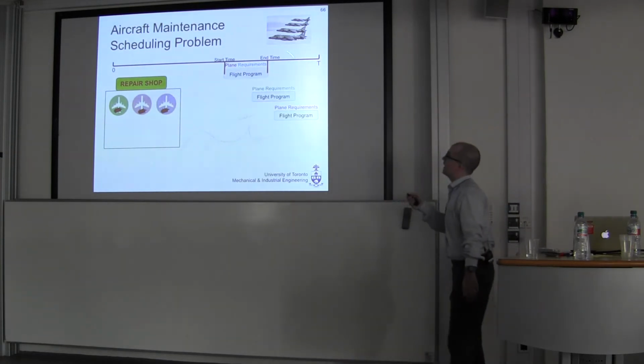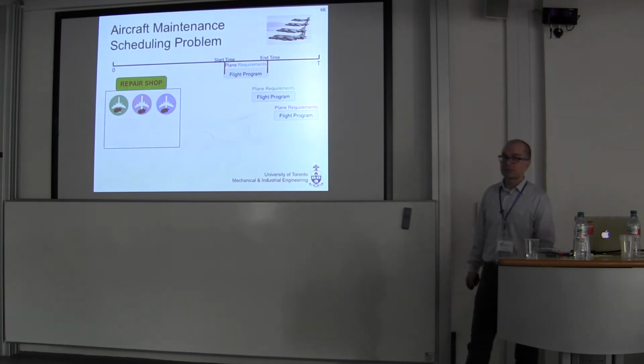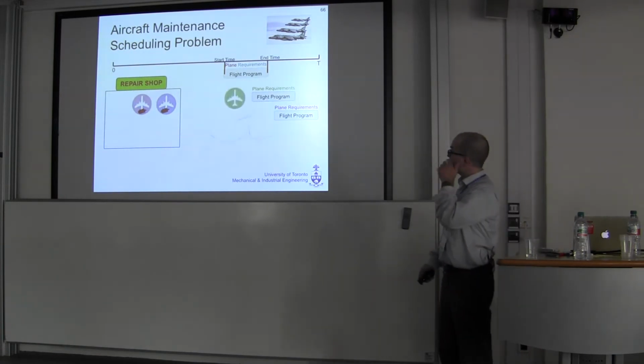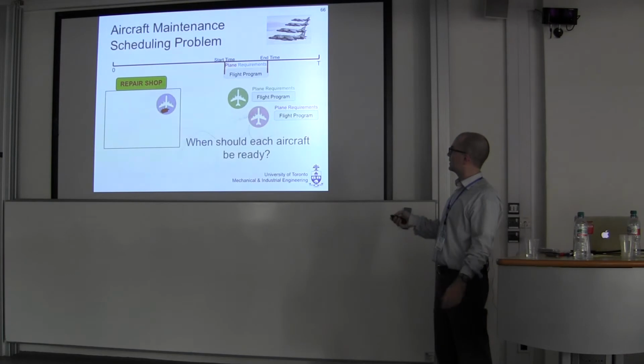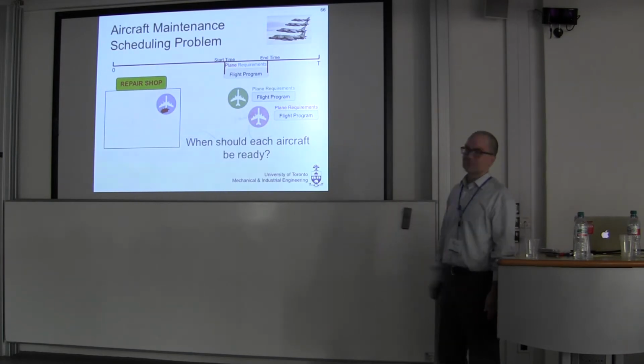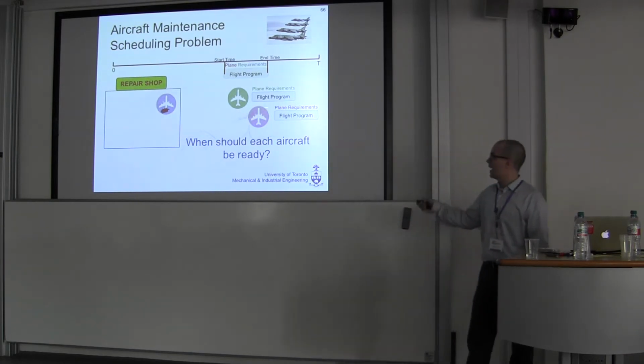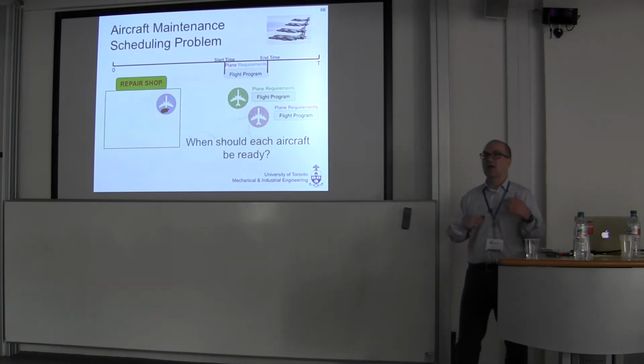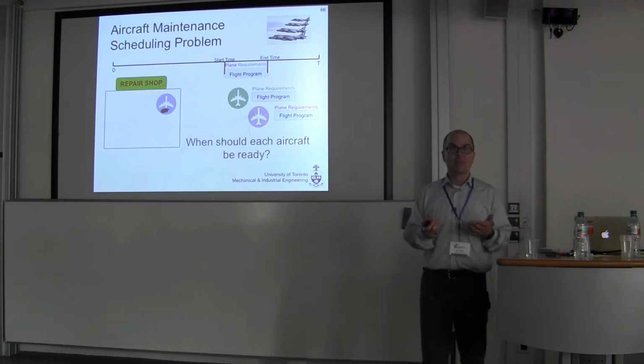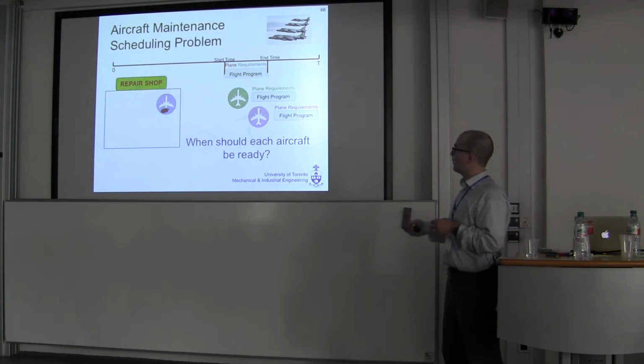So, we actually have a bunch of flight programs, a bunch of missions to run. And what we need to do is repair each of these and assign them to the flights. And of course I have multiple green planes. I have to decide which of the green planes I'm going to restore when. When should each craft be ready?